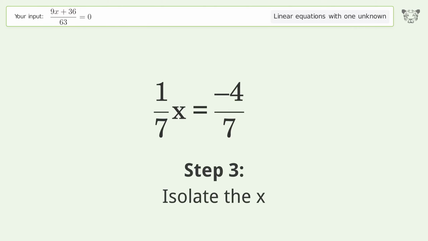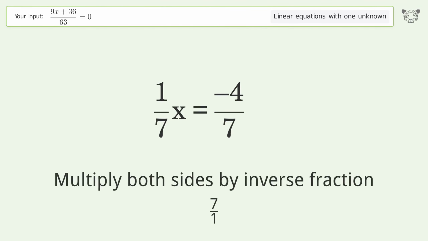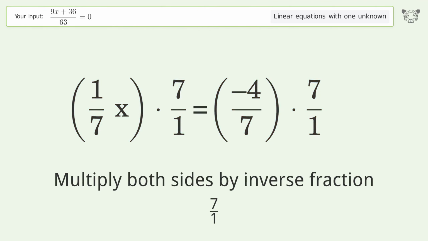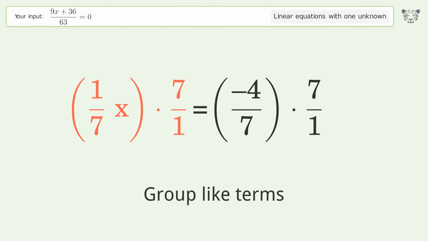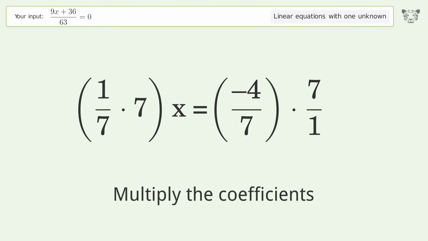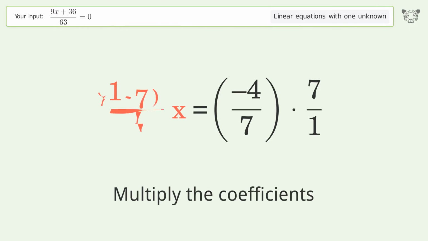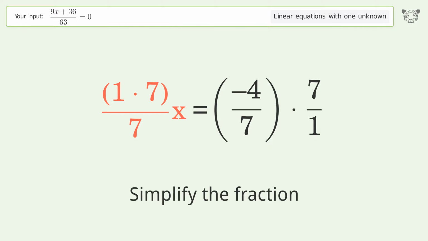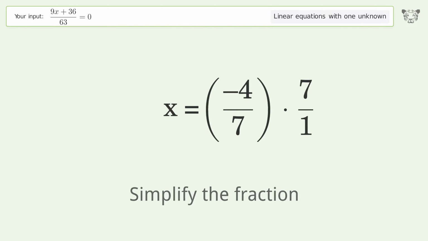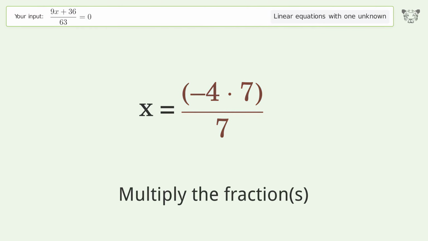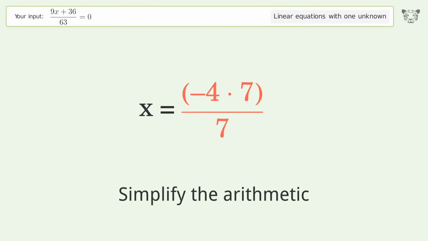Isolate the x. Multiply both sides by inverse fraction 7/1. Group like terms. Multiply the coefficients. Simplify the fraction. Multiply the fractions. Simplify the arithmetic.